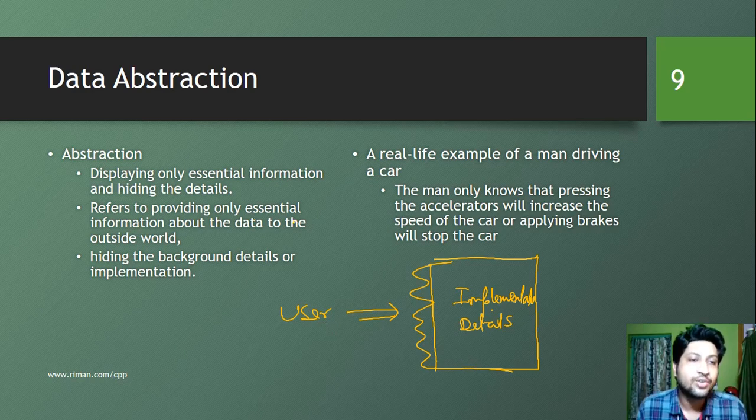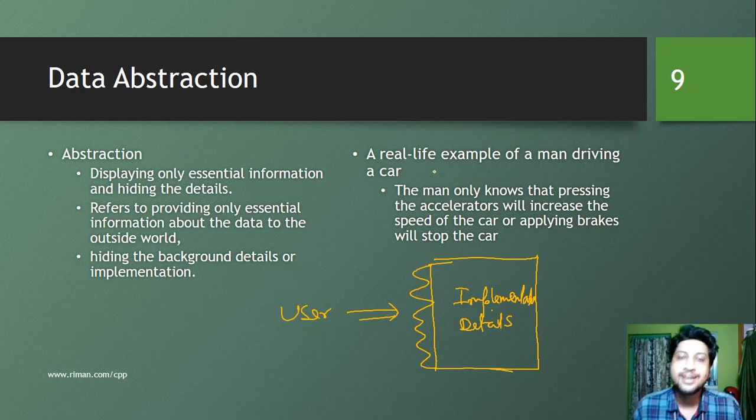So it refers to providing only essential information about the data to the outside world. Only the information that is actually helpful for the user will be given to the user, and other things will be hidden from the user. So hiding the background details or implementation, that is abstraction. Abstraction means hiding all the details and only showcasing what is important to that particular user.